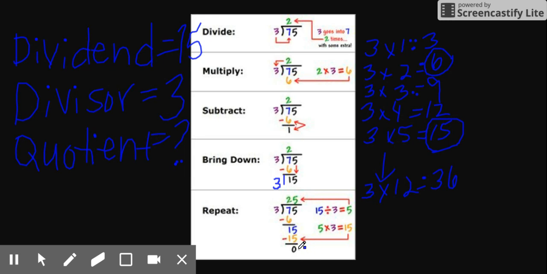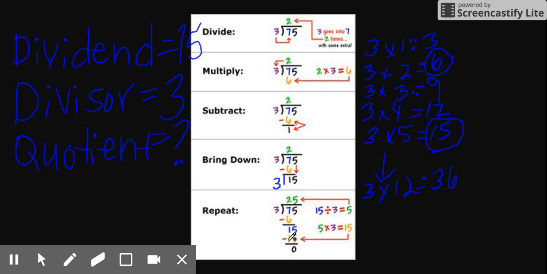So what I do, if I think I'm finished, I'm going to ask myself these two questions. Do I have a number above every number in the box? Yes, I do. I have a 2 above the 7. I have a 5 above the 5. Then I'm going to ask myself, is my remainder smaller than my divisor? My remainder is 0. So is 0 smaller than my divisor, which is a 3? Yes, 0 is smaller than 3. So now I know I am finished, and all I have to do last is check my problem.